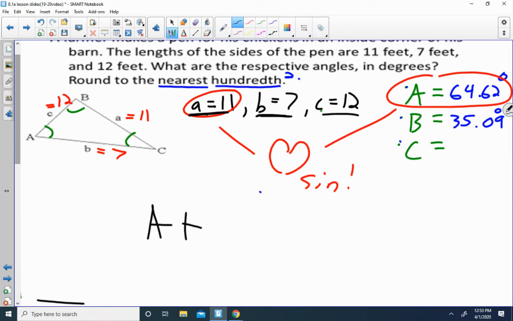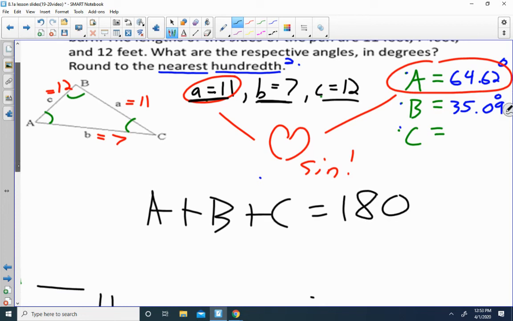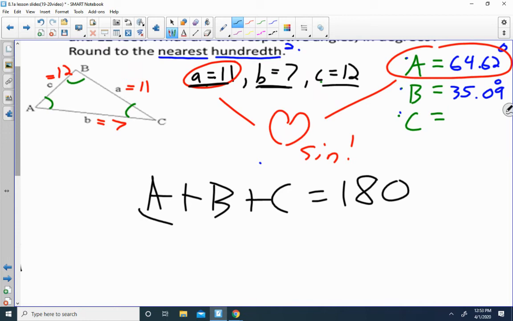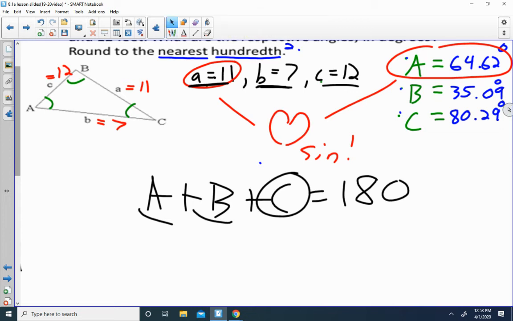You know that angle A plus angle B plus angle C is supposed to equal 180. And of course, you already have angles A and B. You just need to plug those in, find big C. And when you solve for big C, you should get 80.29 degrees.